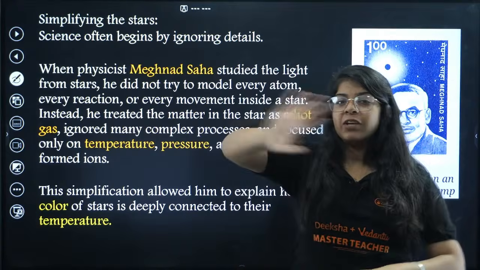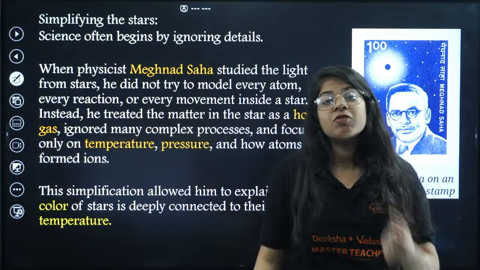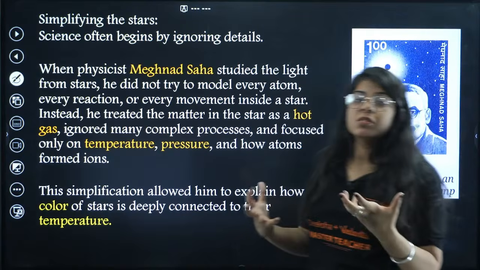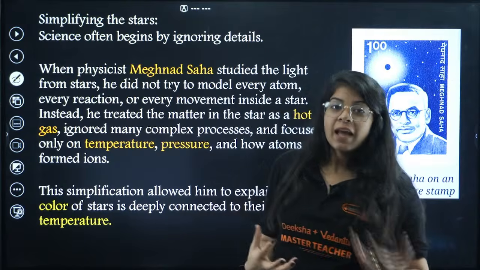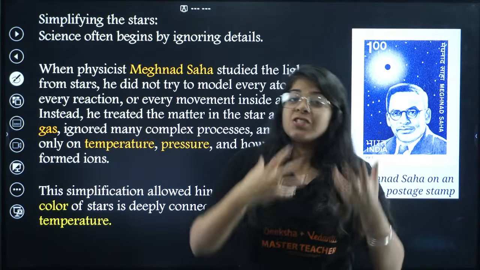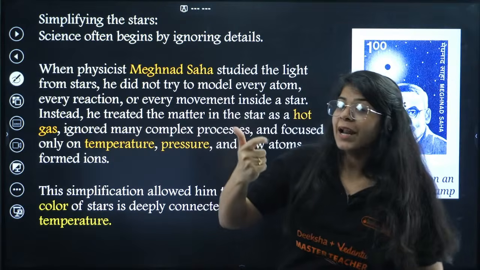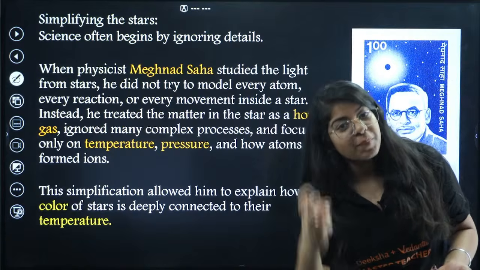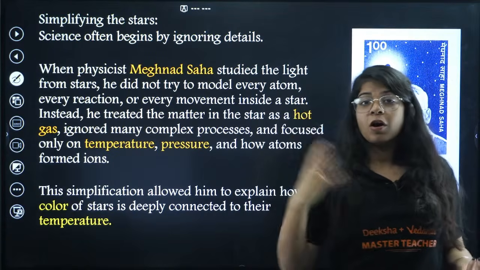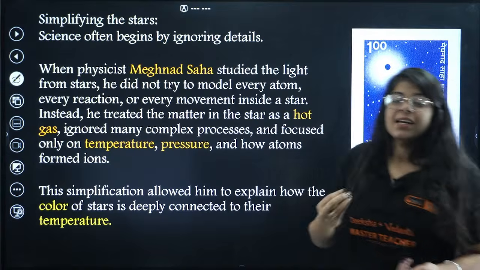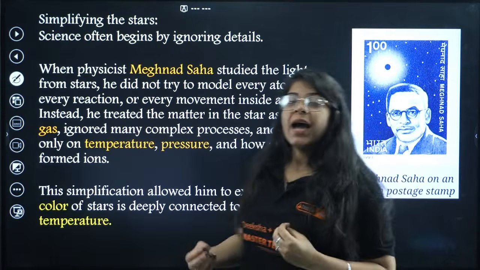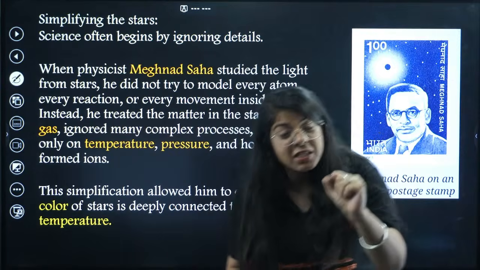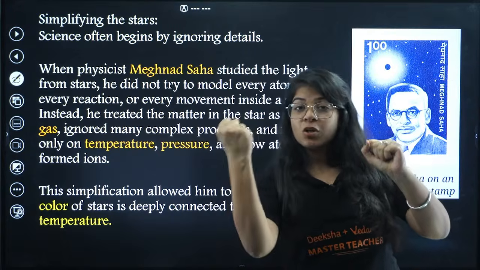Every reaction, every atom and molecule he left aside and he focused on the temperature and pressure and how these atoms are formed from the ions, right? So he simplified the procedure, just like we studied models, right? The complex structure is simplified. Similarly, Meghnad Sahaji simplified the structure of this complex star and thus he explained that the color of the star, listen very carefully, depends on its temperature.